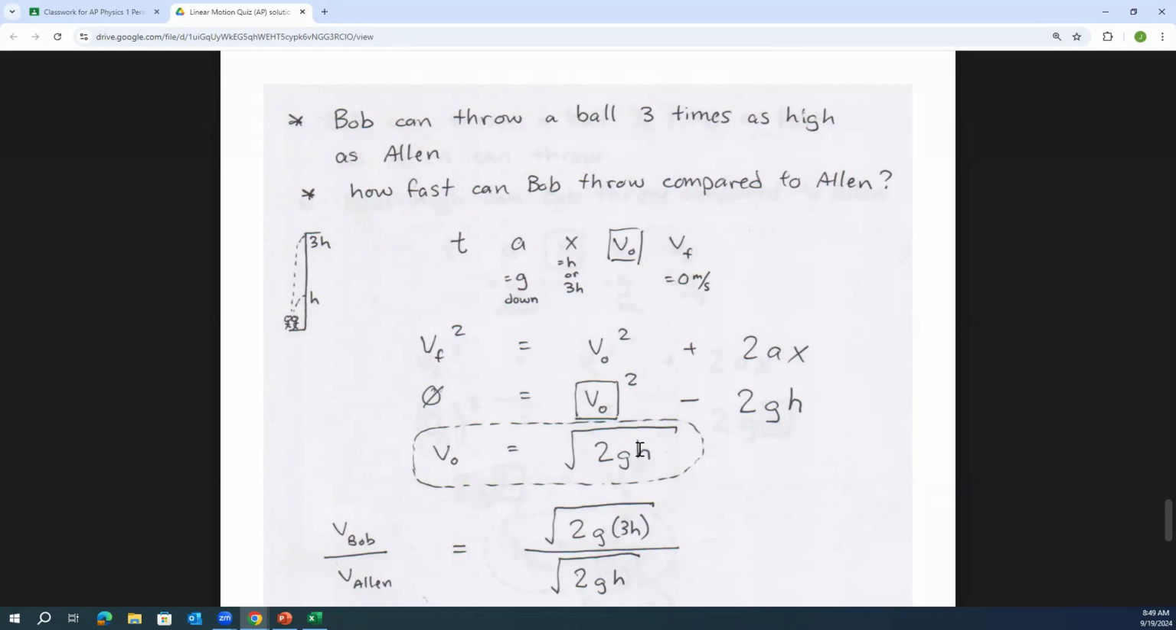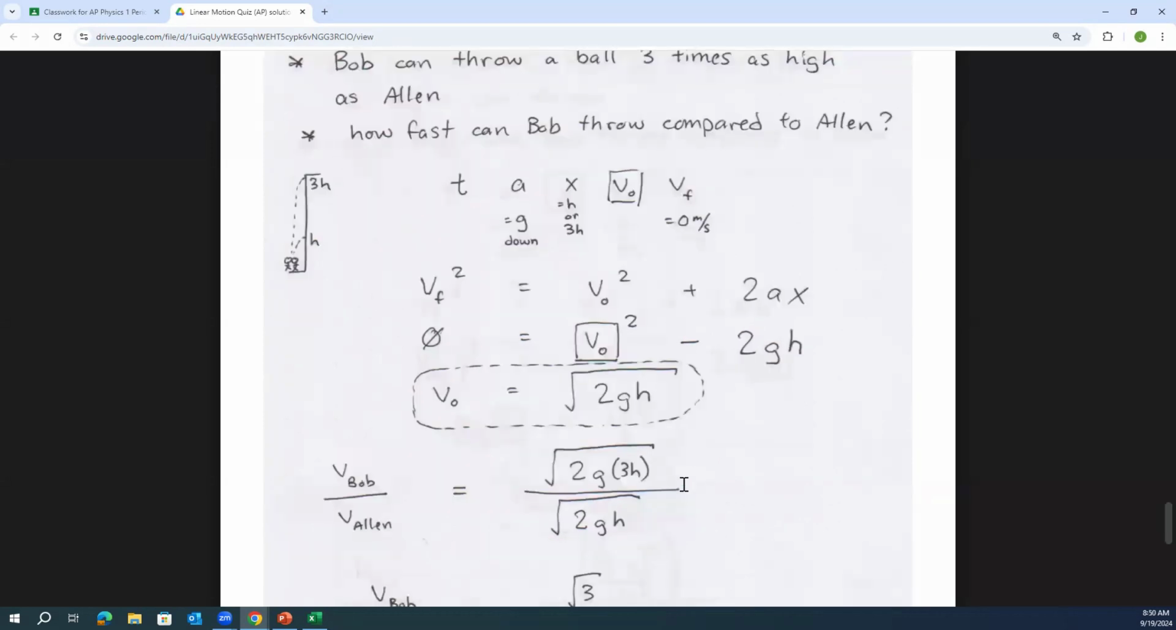Guys, 3 times as high. If you flip a factor of 3 on that h, that's going to correspond to how many times as fast? Hold on, it's underneath the square root. What's the square root of a factor of 3? Square root of 3, which is like 1.73. If you got something like 1.73 times, it's an answer.